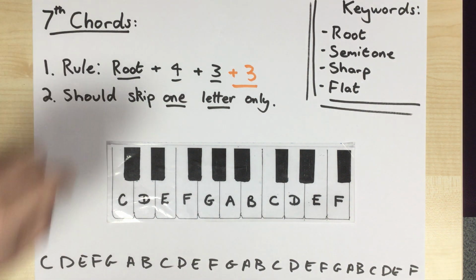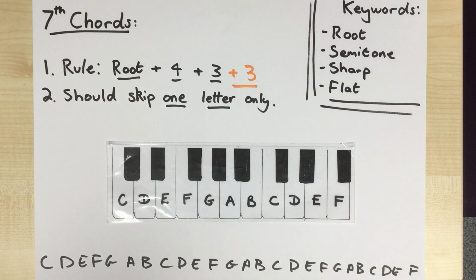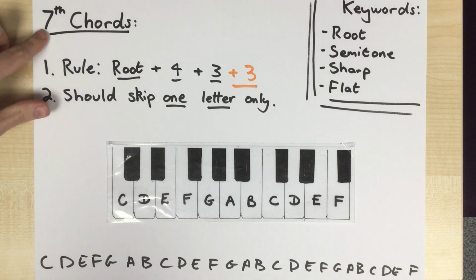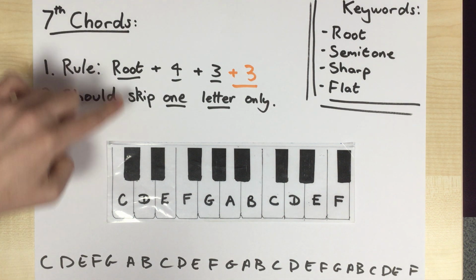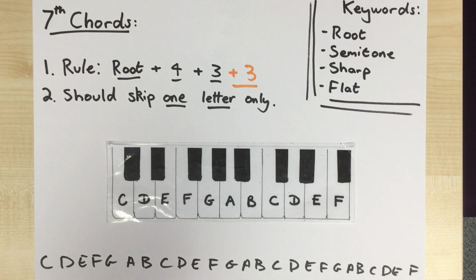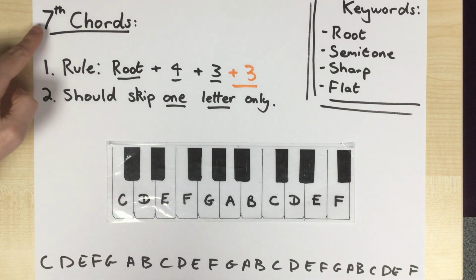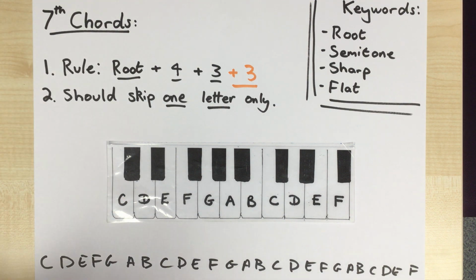So remember, the root of your chord is always going to be given to you. So if I'm looking for a C7 chord, because that's what we're looking at now, then the root will be C. If you're being asked to find a D7 chord, well, it would be D. If you're looking for a G7 chord, your root will be G, etc. So let's just go through the examples again.